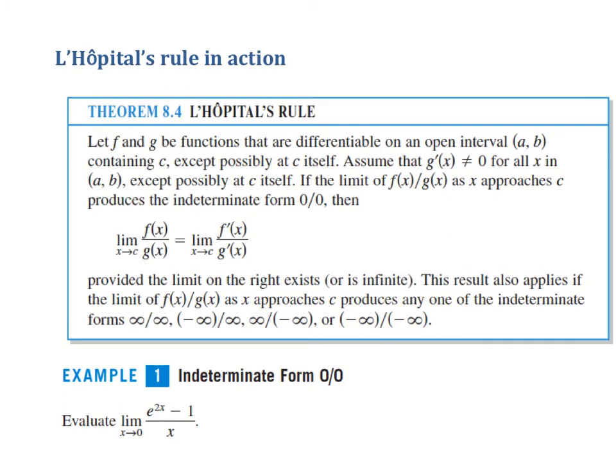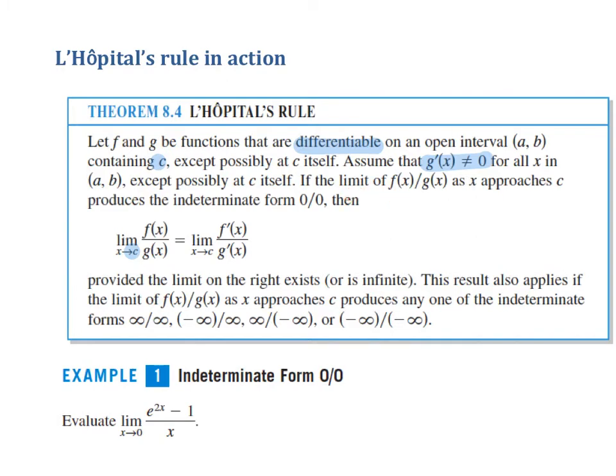So here's the deal. If we've got two functions, f and g, that are differentiable on the interval a, b, and they contain c, which is the point that we're going to here, and we'll assume that the derivative of g is not 0. Notice we're going to have a fraction here, f of x over g of x, that we're trying to find the limit of. So we can't have 0 on the bottom.